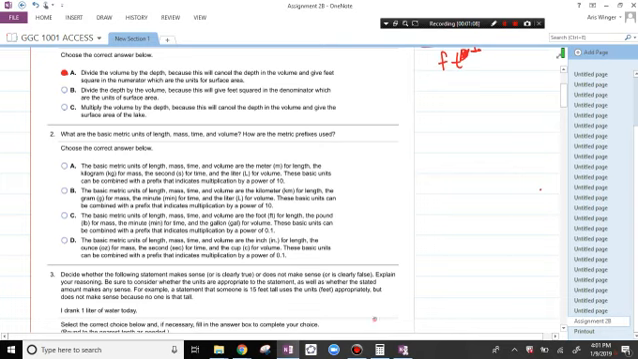What are the basic metric units for length, mass, time, and volume? The basic metric units for length, mass, time, and volume are, metric units are in meters. So meters for length, kilograms for mass, seconds for time, and liters for volume.